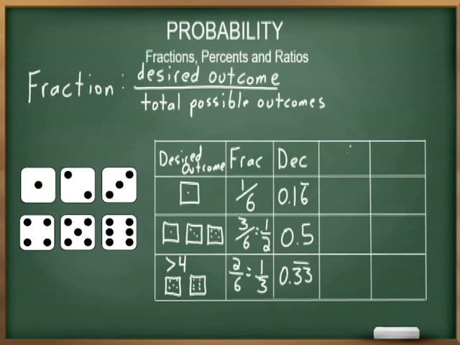And for our percentage, we just take our decimal and multiply by 100, and so what we end up getting is 16.6 repeated percent, 50%, and 33.3 repeated percent.